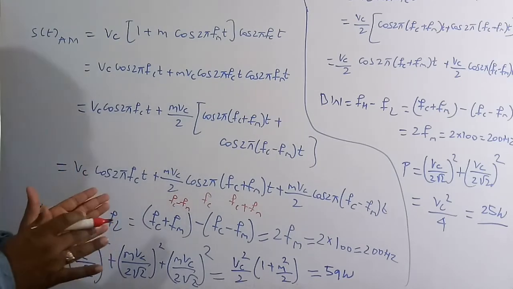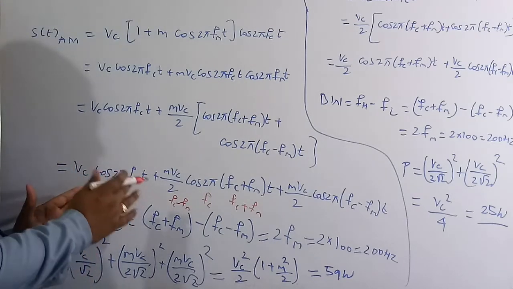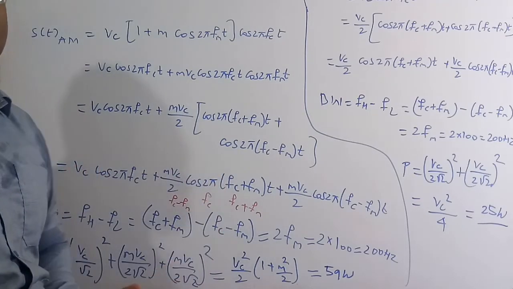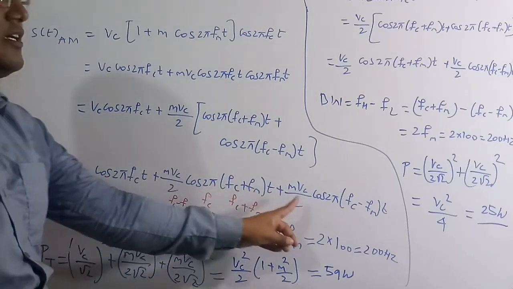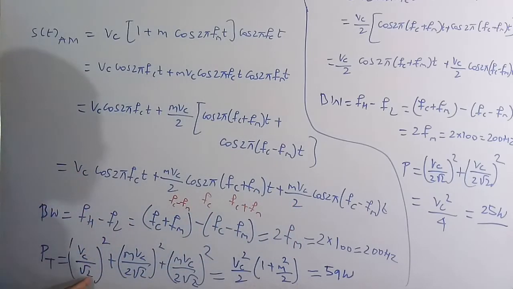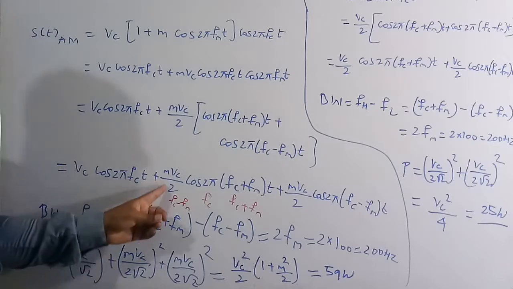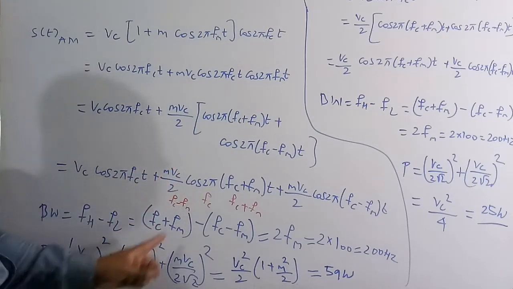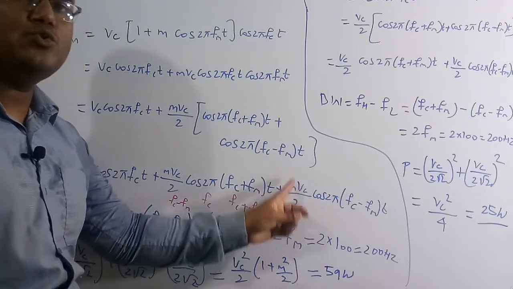So total power is nothing but the RMS value of each signal, whole square we need to do. So this is the first signal, second signal and third signal. The RMS value of this signal is Vc by root 2. We need to do the square. And similarly the RMS value is mVc by 2 root 2 whole square. And for this also mVc by 2 root 2 whole square.